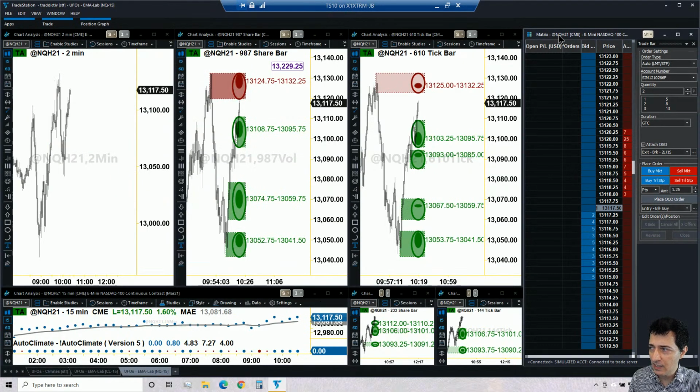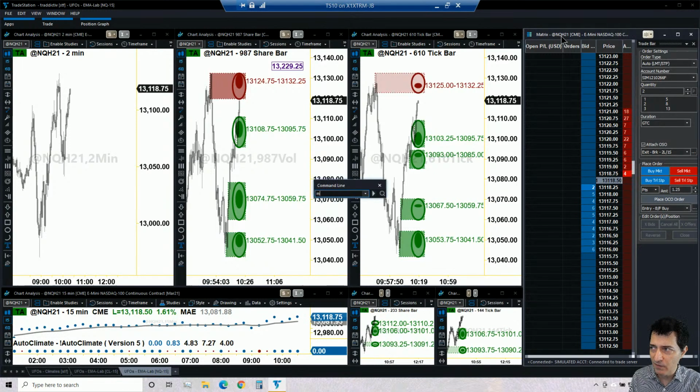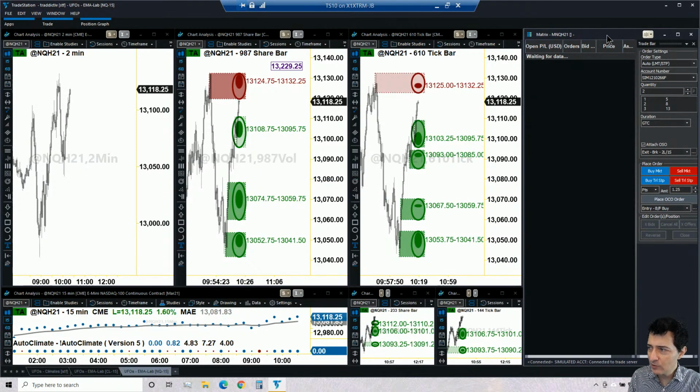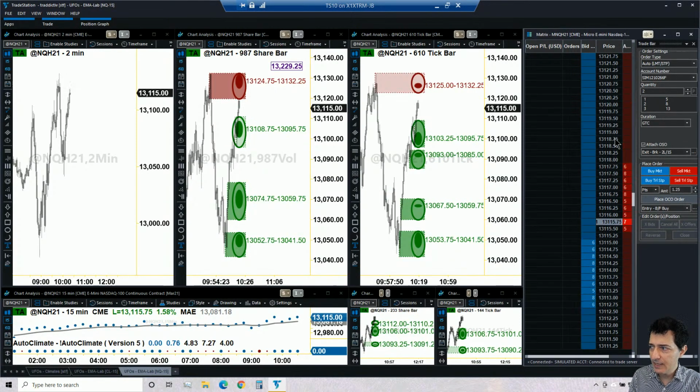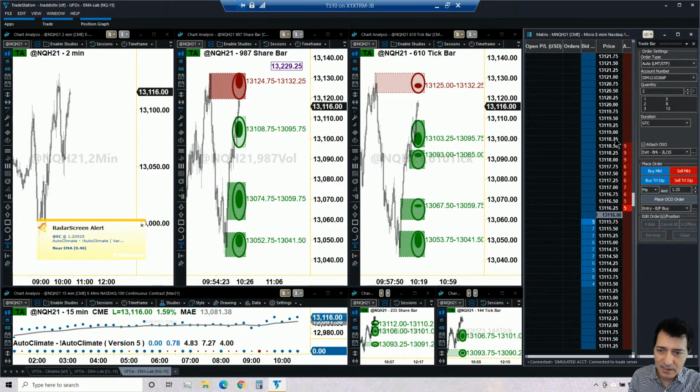Well, I just click on the matrix. And as I click on the matrix, instead of using NQH21, I'm just going to add the M in front, M for micro. So MNQH21. And now the matrix that is loading on the right is actually helping me to trade the micro E-minis instead of the E-minis. So I just cut by 10 the risk of the trade.